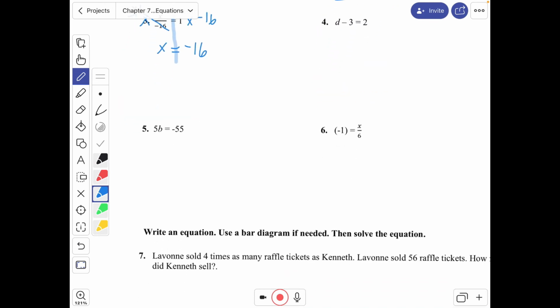Let's look at another one. We have on number 6, negative 1 equals x divided by 6. So the variable's on a different side, but we still do it the same way. What are we doing to the variable? Dividing by 6. So we do the opposite, which is multiply by 6. So if I multiply by 6 on both sides, on the left I have 6 times negative 1, which is negative 6, equal sign straight down. And on the right side, the 6s cancel, and x is by himself.